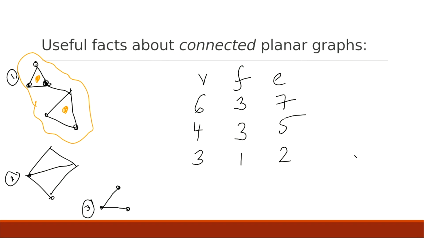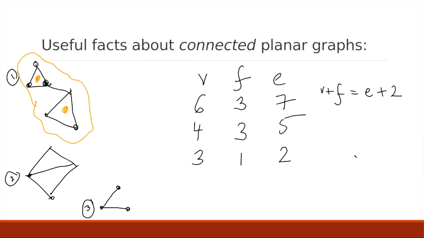Now, if you look at this, you might be able to observe a connection, which is actually the following. If we add the vertices and the faces, we would get 2 more than the number of edges. So 6 plus 3, 9 is 7 plus 2. 4 plus 3, 7 is 5 plus 2. 3 plus 1 is 4, which is 2 plus 2.